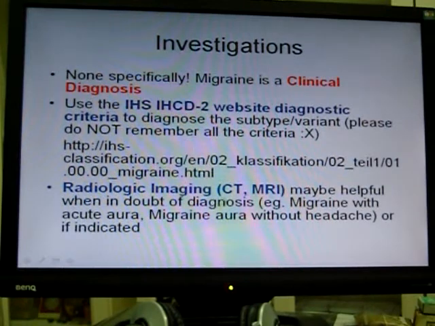Radiologic imaging by CT and MRI may be helpful when you're in doubt of your diagnosis. For example, just now I mentioned when you get maybe a migraine aura without a headache, or migraine with an acute onset aura, this might be helpful.